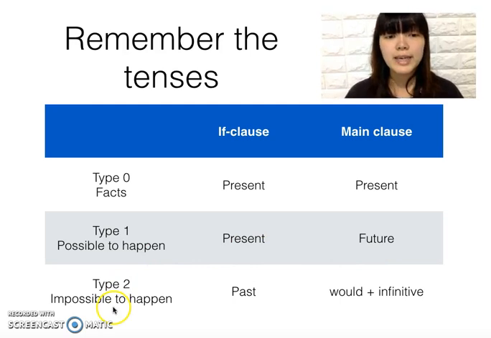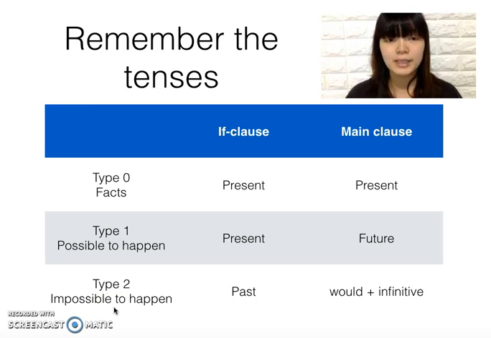And for type 2, it hasn't happened yet, but it's very likely not to happen. So this is type 2. And we'll use past tense plus would infinitive or other past modal verb, okay? So basically it's just past tense. So past and would infinitive. So you need to remember this combination before you move on.